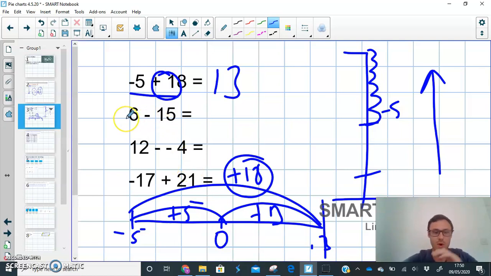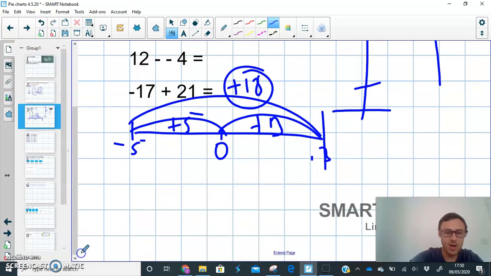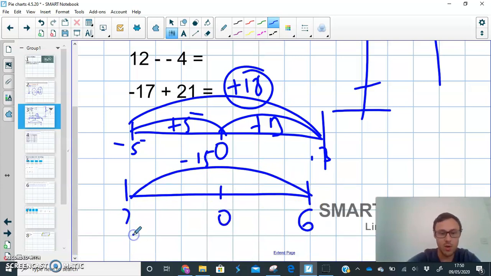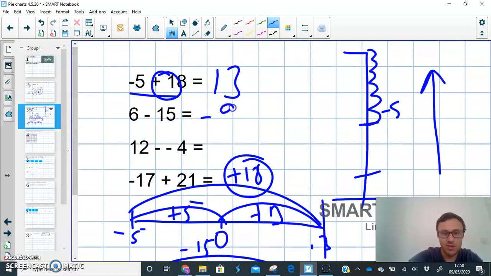Next one, 6 take away 15. Again, you can do a number line. You're at 6, you're jumping back 15, you know zero's here, we want to work out where we get to, so take away 6. And then what more do you need to take away? Well, 15 take away 6 is 9 more, so you end up at minus 9.